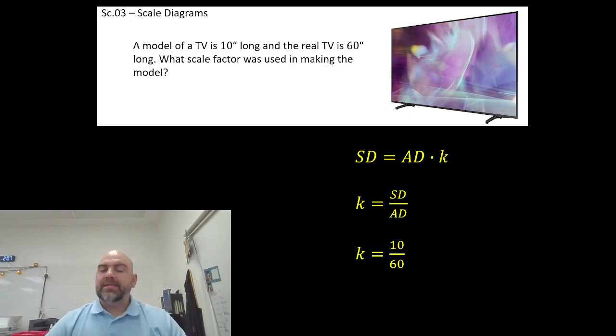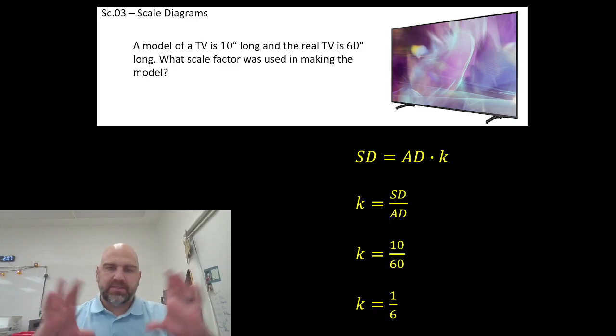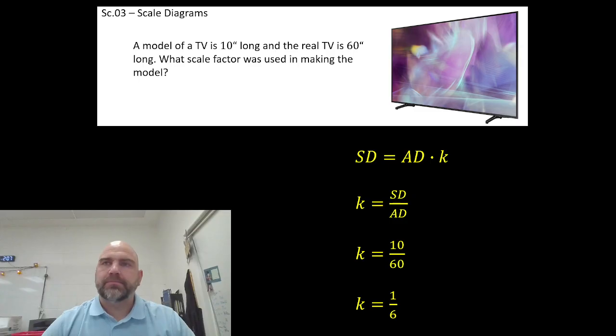Okay, real, actual, model, scale. So when we plug that in together, we get 10 over 60, which simplifies down to a K value of 1/6. Therefore, the model is 1/6 the size of the original. Okay, so that's a lot smaller, right? It makes it a lot smaller.